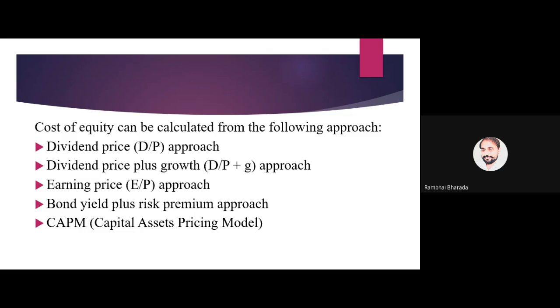Okay. There are a total of 5 techniques that help us to calculate the cost of equity capital. Write down the first technique: dividend price approach. I will just list out the methods: dividend price, dividend price plus growth, earning price, bond yield plus risk premium, and CAPM. These 5 different methods are there. We will discuss each and every method in detail with a practical question.